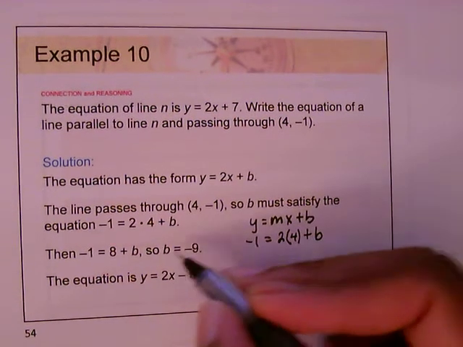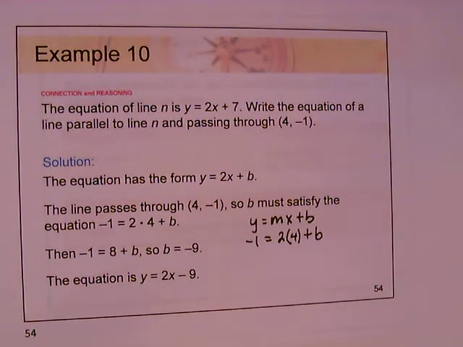And then 2 times 4 is 8, so -1 equals 8 plus b. Then we subtract 8 to get b by itself, so b is equal to -9. And using y equals mx plus b, this will be your equation: y equals 2x minus 9.